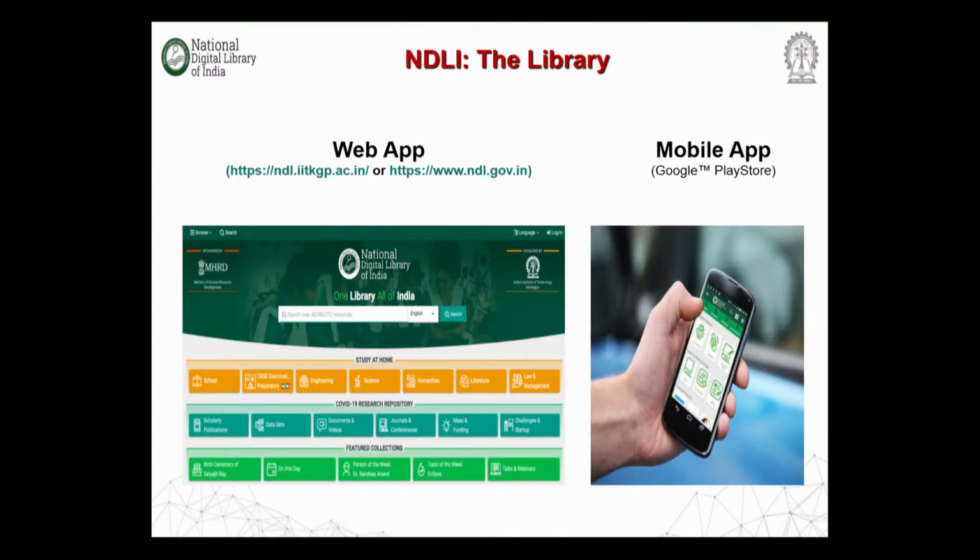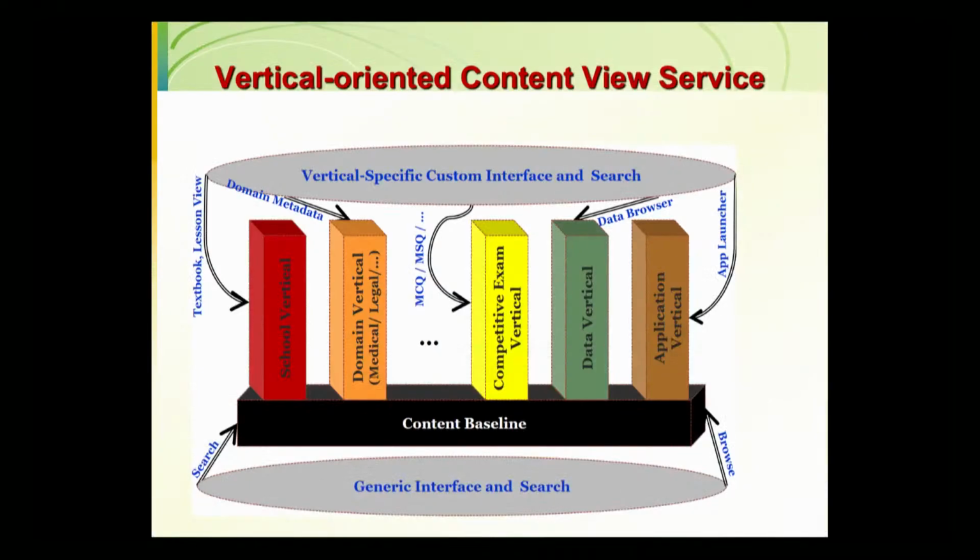We have developed 2 apps. You can go to the Google Store, write NDLI, download it, and then use this facility through your mobile. In the NDLI, we have 5 different verticals. One is the school vertical. All the resources on school are available when you go to the school vertical. Then we have domain verticals like medical and legal.